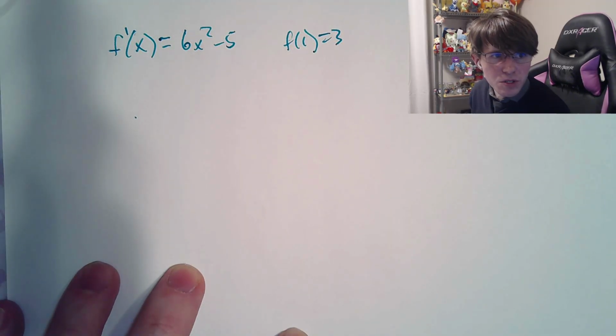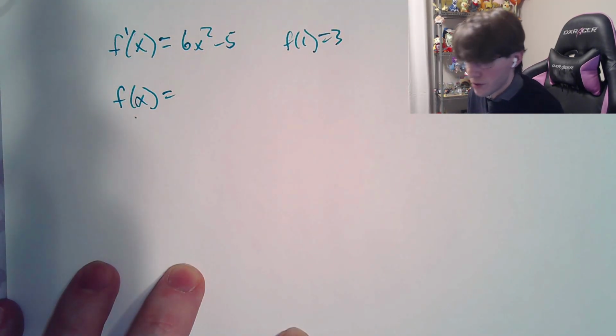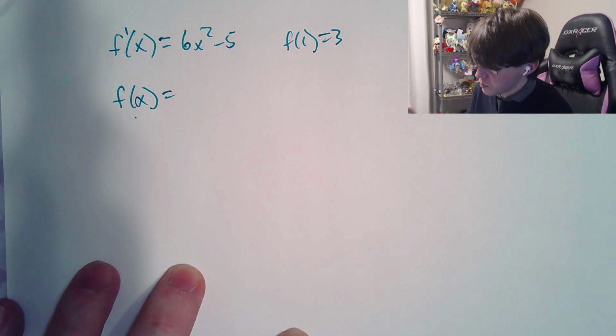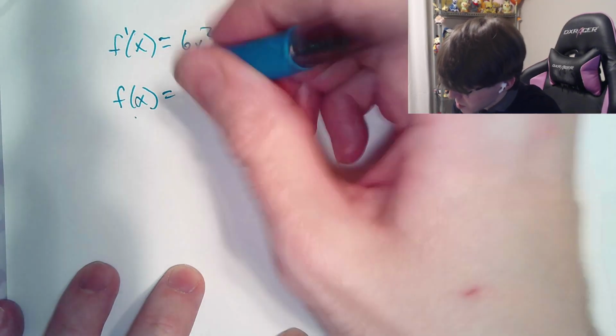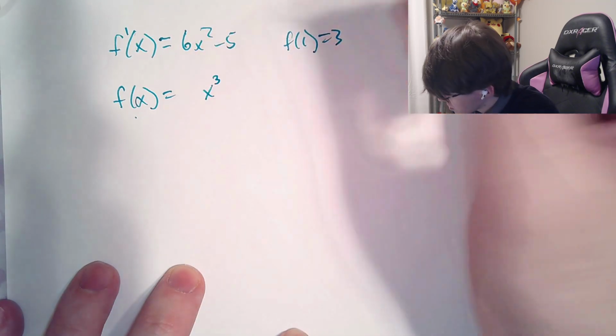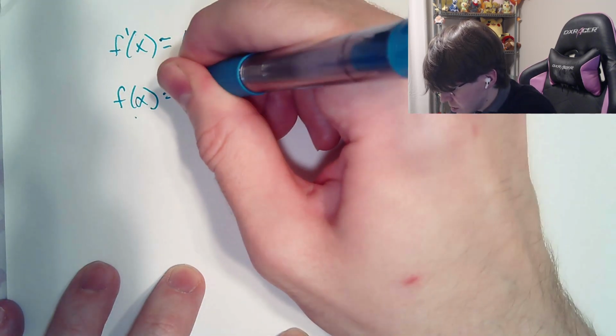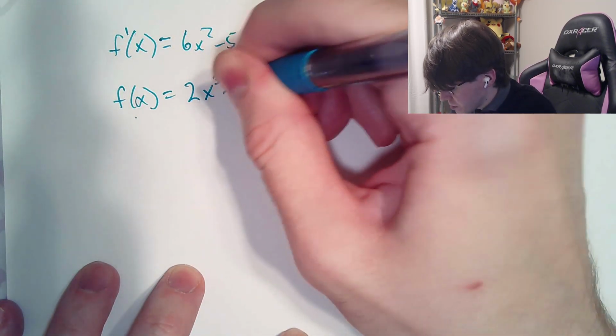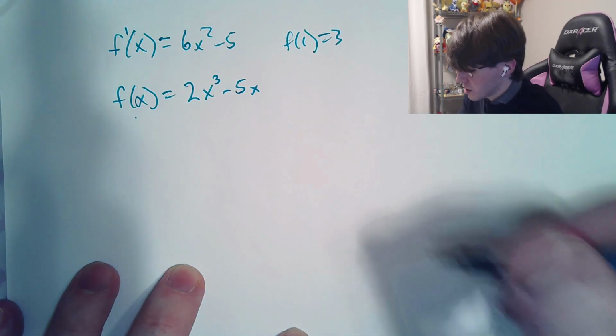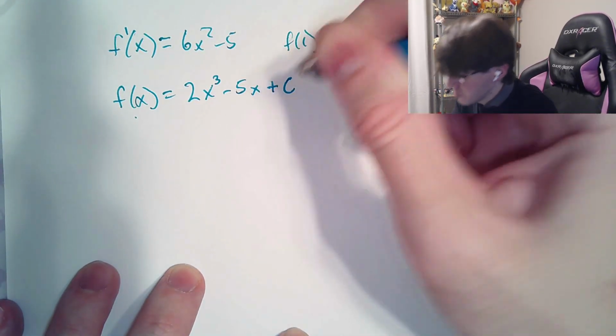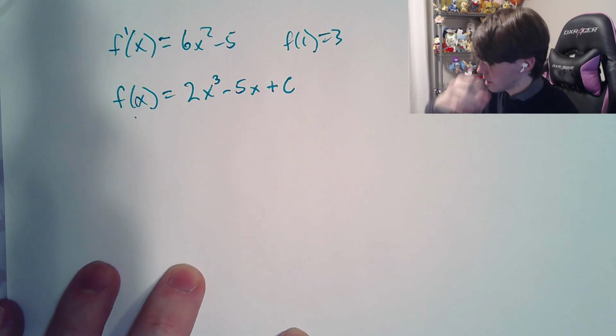All we're going to do here is take the antiderivative on both sides of the equation, and we're going to get f of x is equal to, now we're doing an integral, so the backwards derivative: add 1 to the exponent, divide by the new exponent, so we have x cubed, 6 divided by 3 is 2, minus 5x, and we have to put a plus c. Do not disappoint your teacher, put that plus c there.